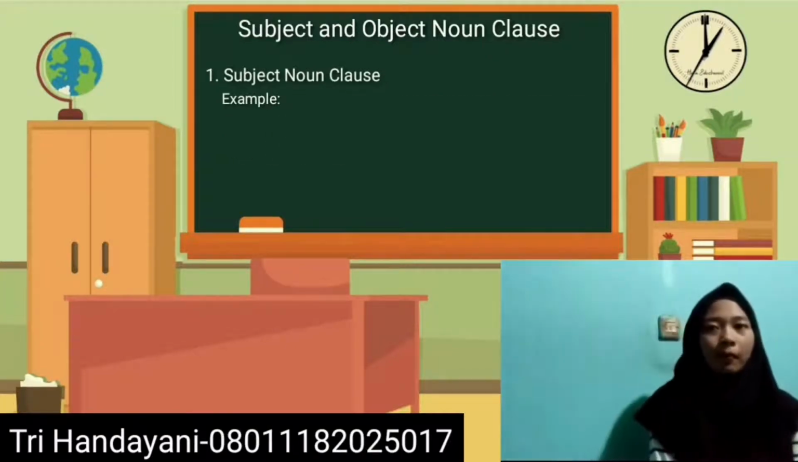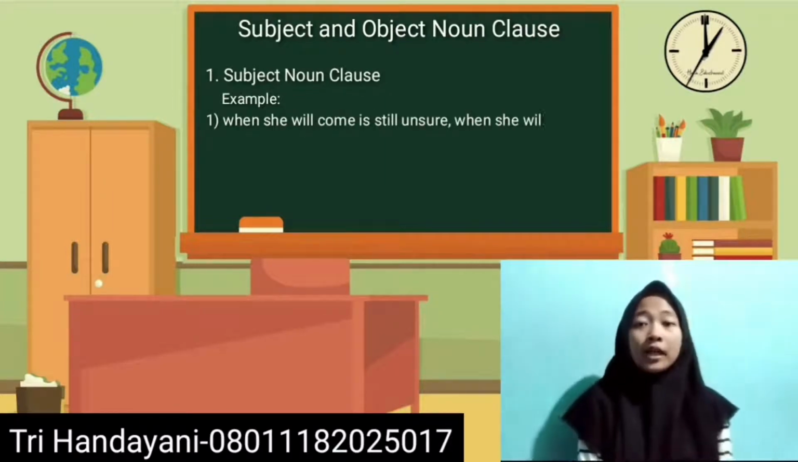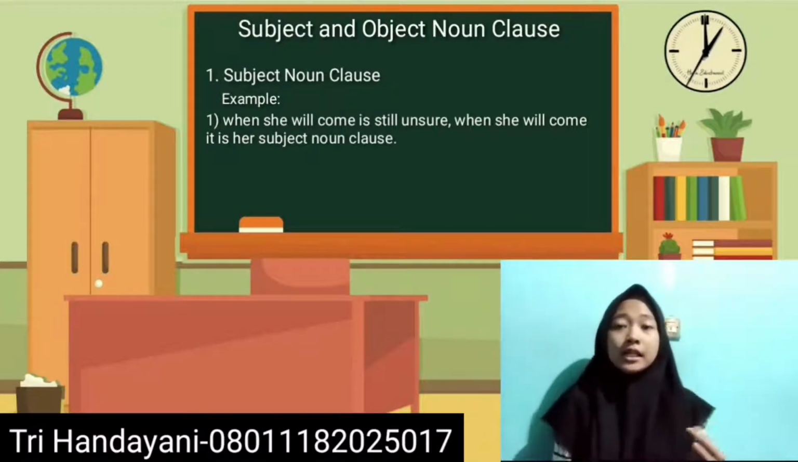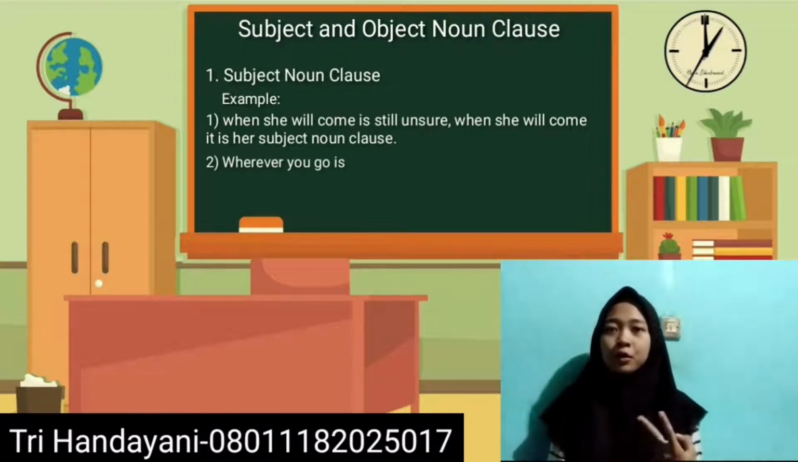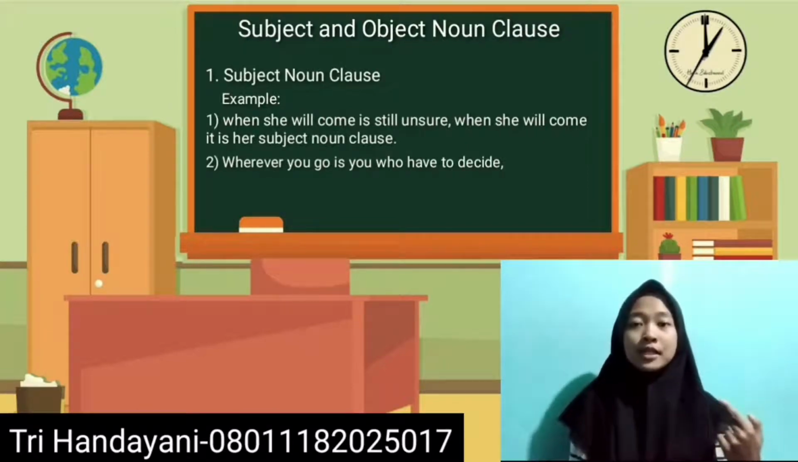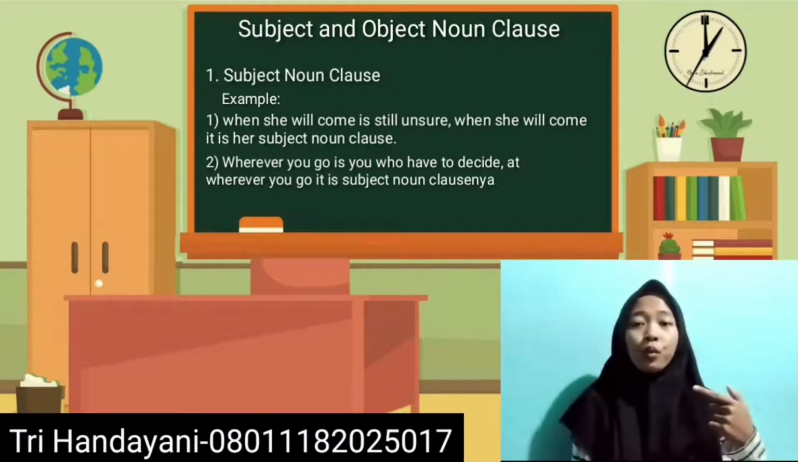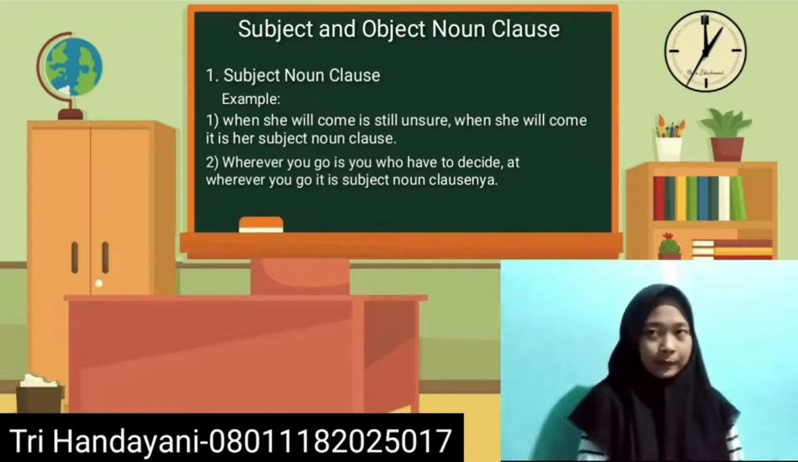Example, when she will come is still unsure. When she will come, it is a subject noun clause. Two, wherever you go is you who have to decide. Wherever you go, it is a subject noun clause.